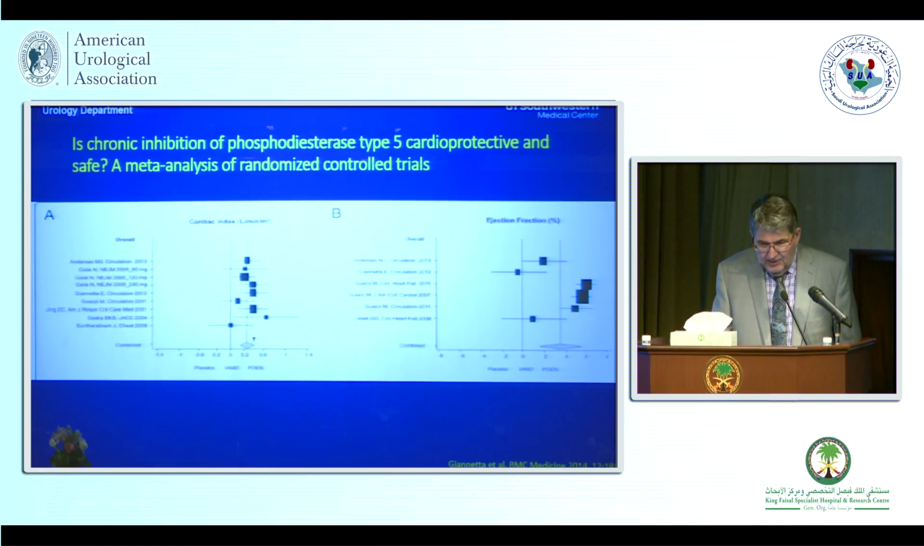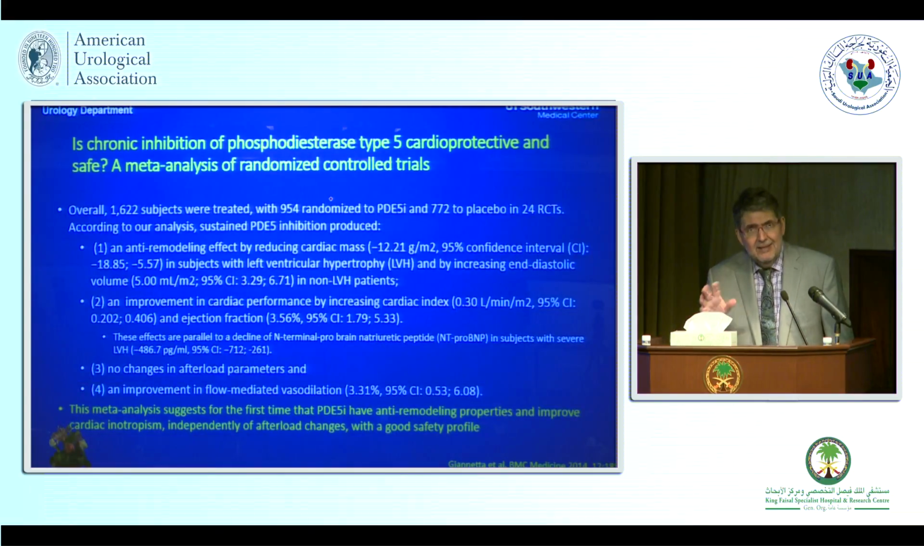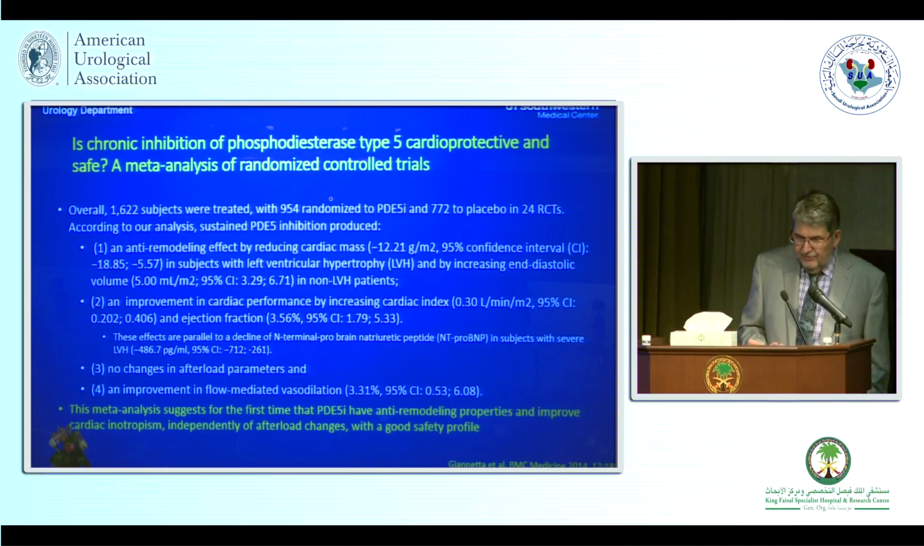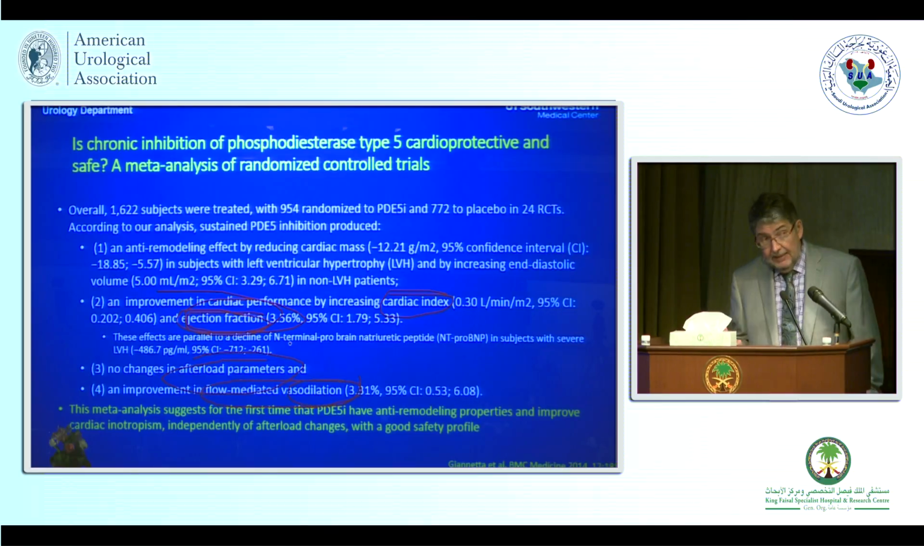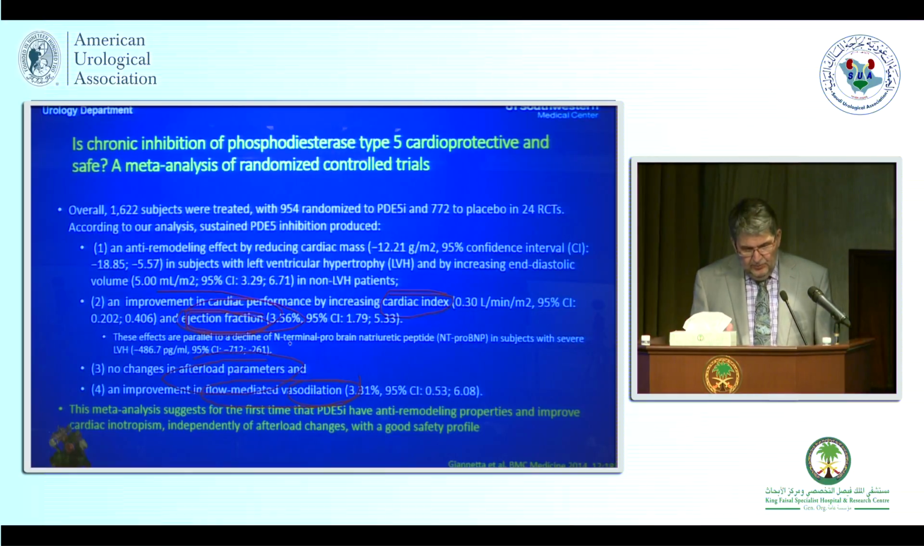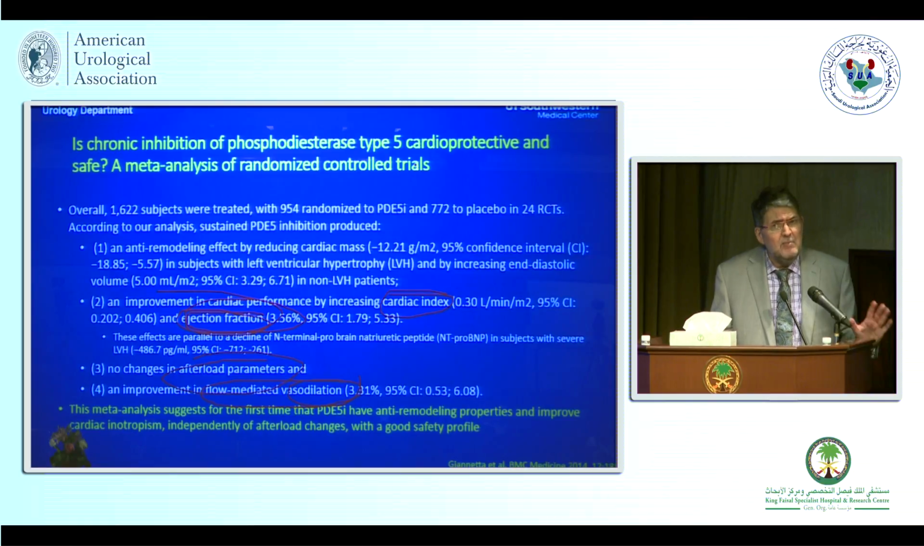And it showed that globally speaking, the cardiac index was improved in these studies, and the ejection fraction was improved. And in this study, Giannetta et al. found that there is a remodeling effect. It reduces cardiac mass in patients with left ventricular hypertrophy. It improves cardiac performance, specifically the cardiac index and the ejection fraction. There's no change in afterload. There's an improvement in vasodilation, and they claim that this anti-remodeling property improves cardiac inotropism independent of afterload changes with a good safety profile.